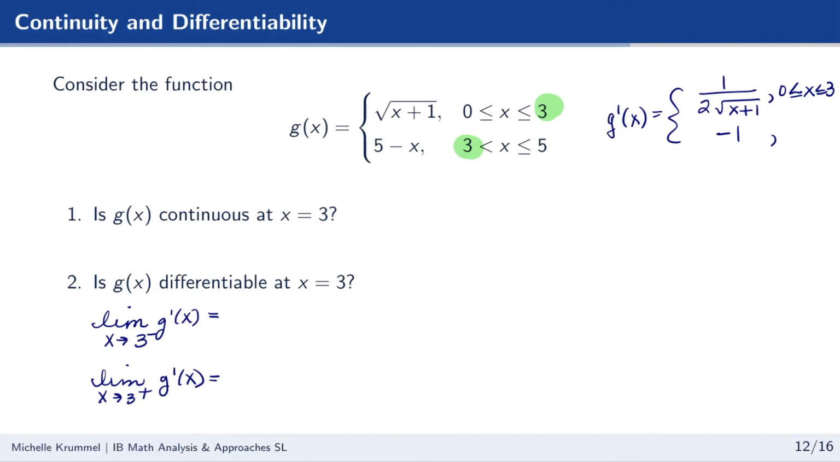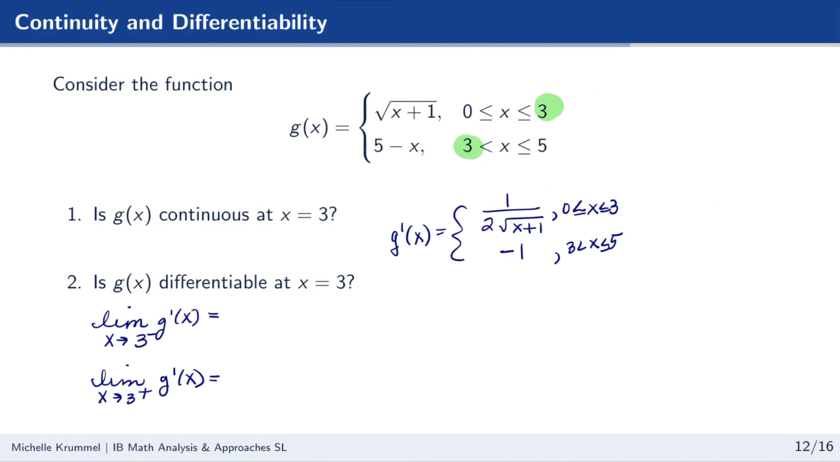So -1 on the interval from 3 to 5. Okay, so now the limit of g prime I can find using this equation for g prime. The left-hand limit, we're going to use the top piece, and that's going to be 1 over 2 times the square root of 3 plus 1 equals 1/4. The right-hand limit, we're going to use the bottom piece, -1.